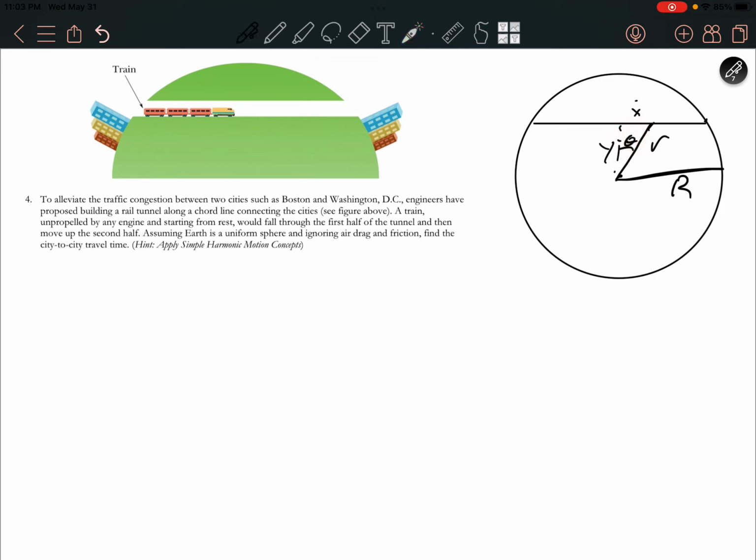So first off, let's just start simple. Let's find the force of gravity applied to this train on the chord line. So first, the force of gravity equation is Fg equals big G, mass of Earth, times mass of train, over r squared.